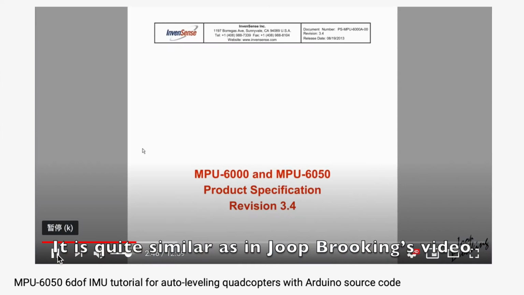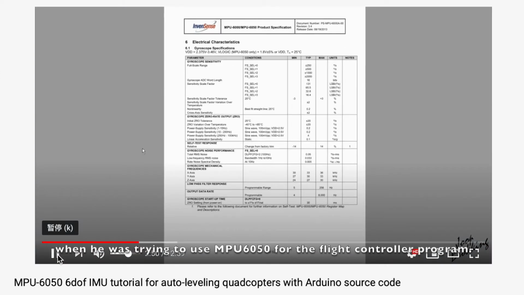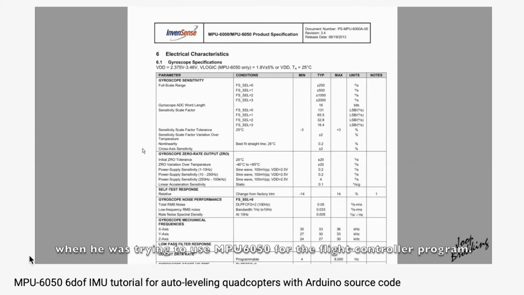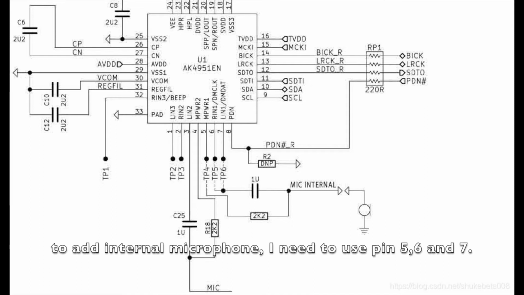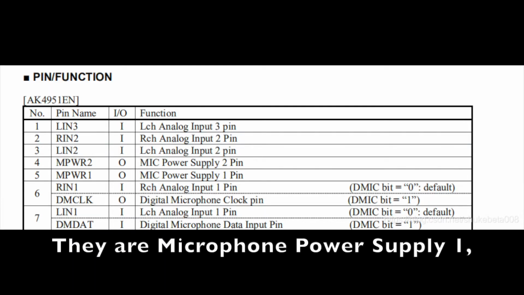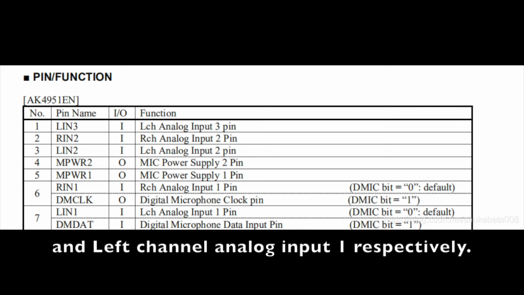It is quite similar as in Joe Brooking's video when he was trying to use MPU 6050 for the flight controller program. According to the recommended schematic, to add internal microphone, I need to use pin 5, 6, and 7. They are microphone power supply 1, right channel analog input 1, and left channel analog input 1, respectively.